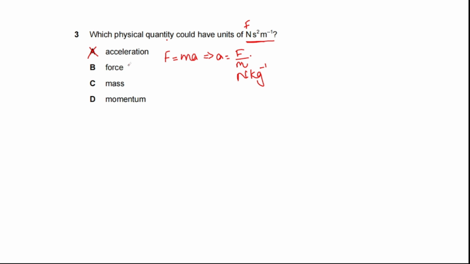Option B, force. This has just Newton. Then option C, it is about the mass. Again, you can use the same formula and rearrange the subject to be m, so F divided by a. Converting into the units, the force has newtons and acceleration has meters per second square, so meter inverse second square. So the correct option is option C. Then again, momentum has Newton seconds, not the Newton second square meter inverse. If you use the formula, force is equal to change in the momentum per time.